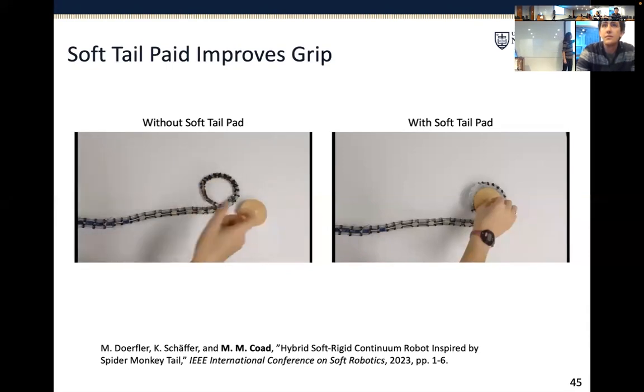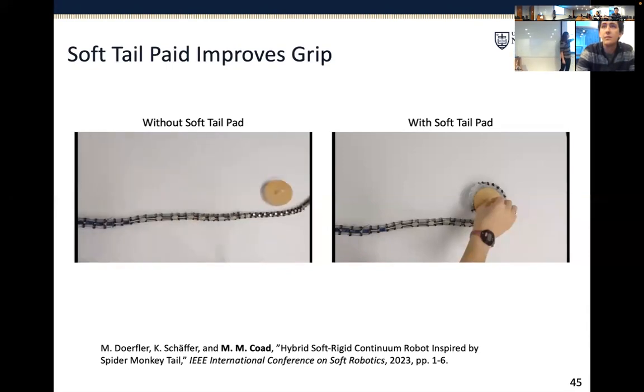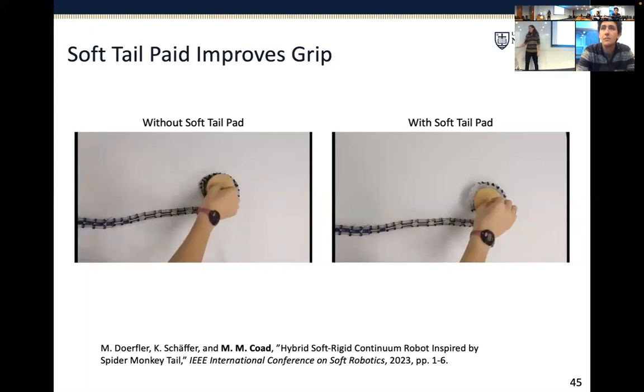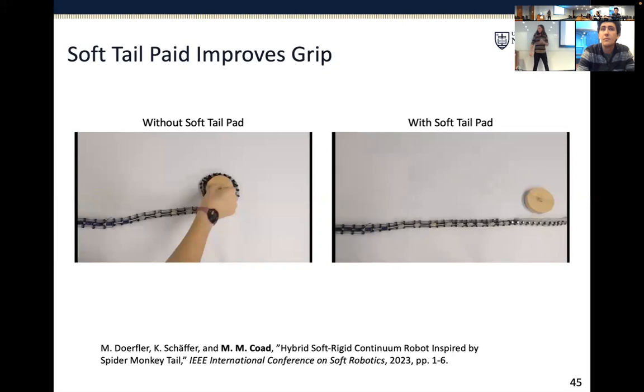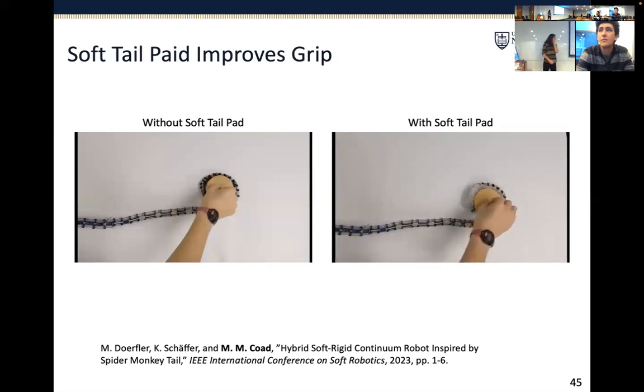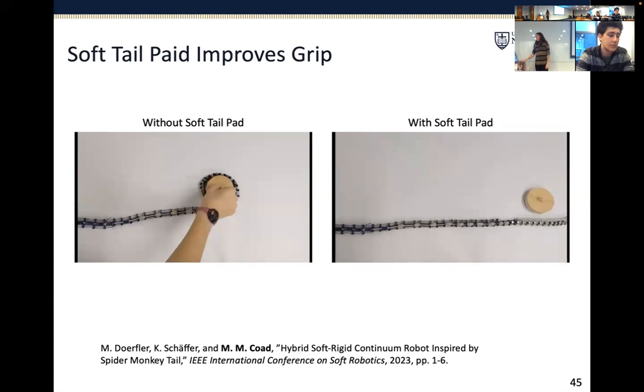Another thing that we noticed is that this soft tail pad improves the grip. So here's a version of the robot without the soft tail pad, and you can just pull the object pretty easily out of its grasp. And then with the soft tail pad, it becomes a little bit more difficult to pull the object out of the grasp, and it also allows the robot to conform better to different shapes of objects.